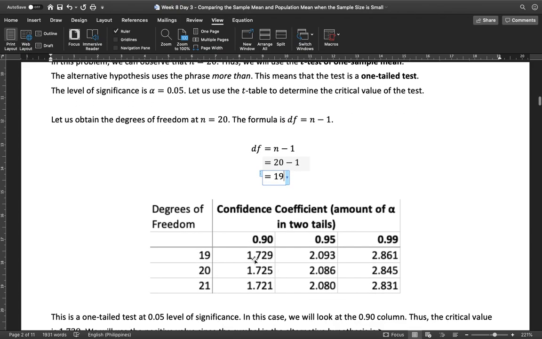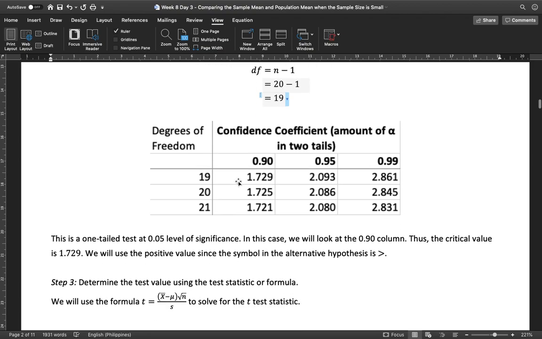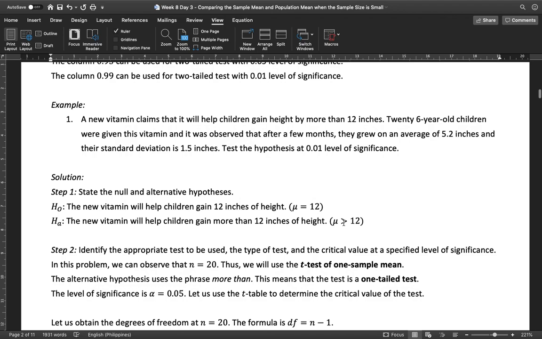Check natin yung degrees of freedom, 19. Ano yung corresponding confidence coefficient niya? One-tailed siya na 0.05. So, saan tayo titingin na column? Ay 0.90. Basta ito ay one-tailed 0.05. So, degrees of freedom 19. Ano ang corresponding value niya? 1.729. That's the critical value. And we will use the positive value since the symbol in the alternative hypothesis is greater than.